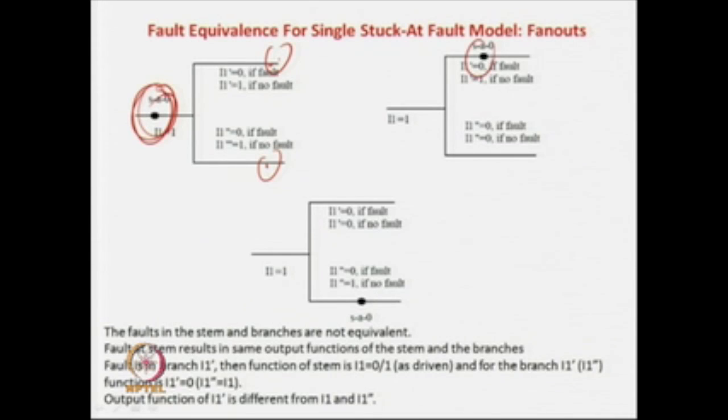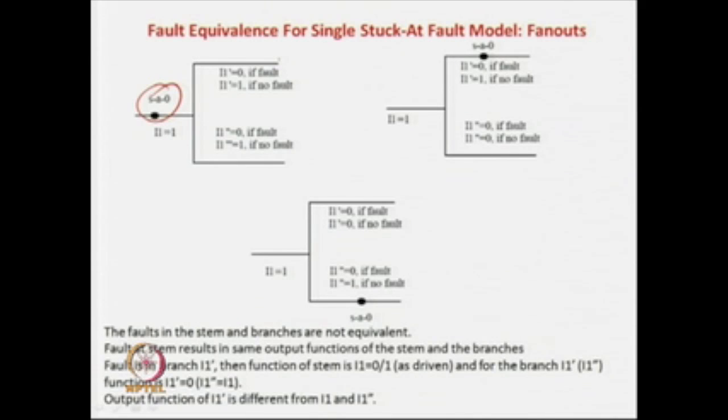But if a stuck-at-0 fault is here, then only this net, this fan-out branch, is affected by this fault, and if there is a stuck-at-0 or stuck-at-1 fault here, then only this line is infected. But surprisingly, you see that these faults are not equivalent. I mean, it should have been equivalent, but it is not. So, you see why? Let us consider a stuck-at-0 fault here.